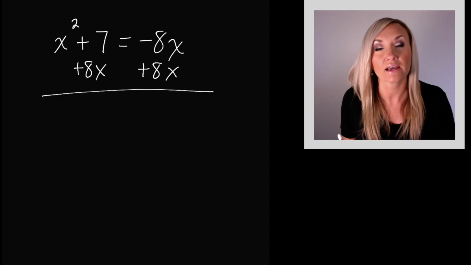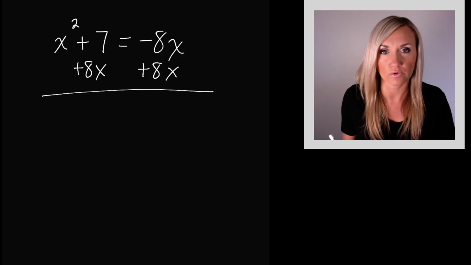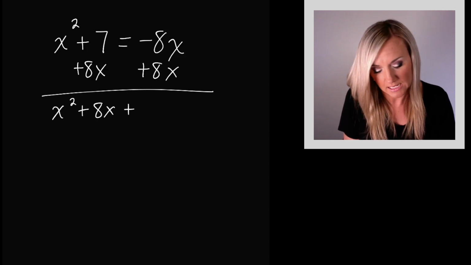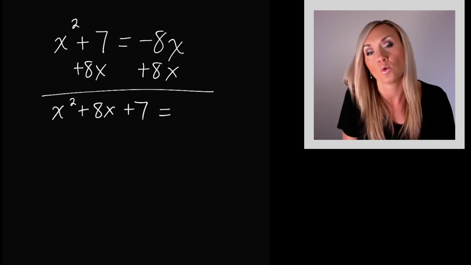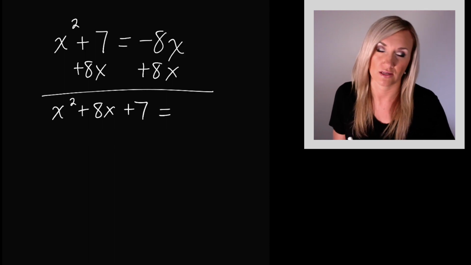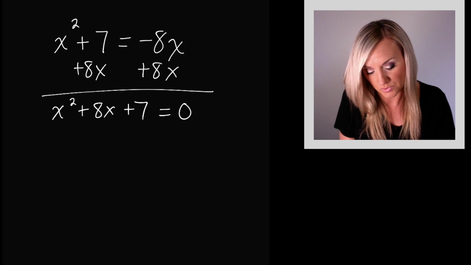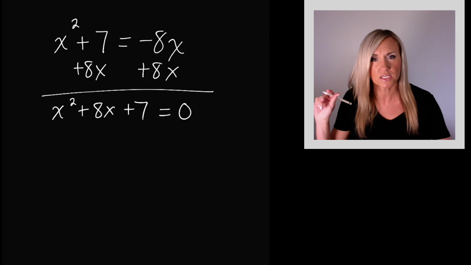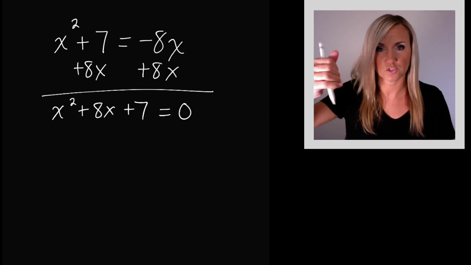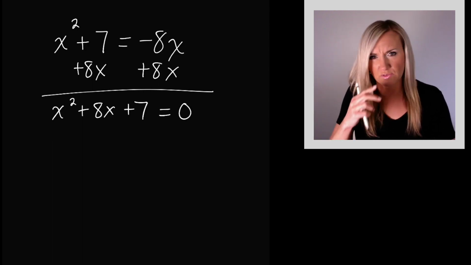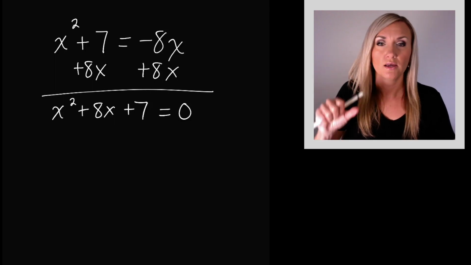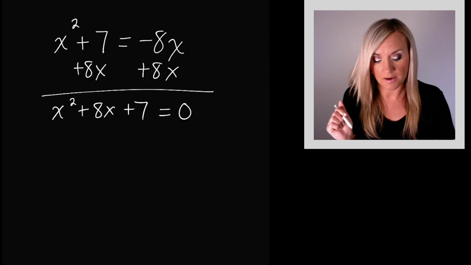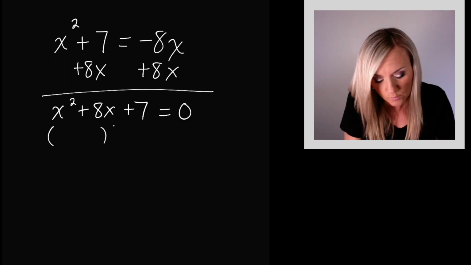Now that 8x is our middle term, very important. So when we rewrite our equation, x squared plus 8x plus 7, we need to make sure that 8x is written in the middle. And that equals 0. All right, just double check. Is this in standard form? Ask yourself, is it in standard form? Do we have the x squared first? Check. Do we have the middle term with the x? Check. And then do we have a constant after that, the third one? Yes, we do. And then it equals 0. Perfect. So now we can factor.